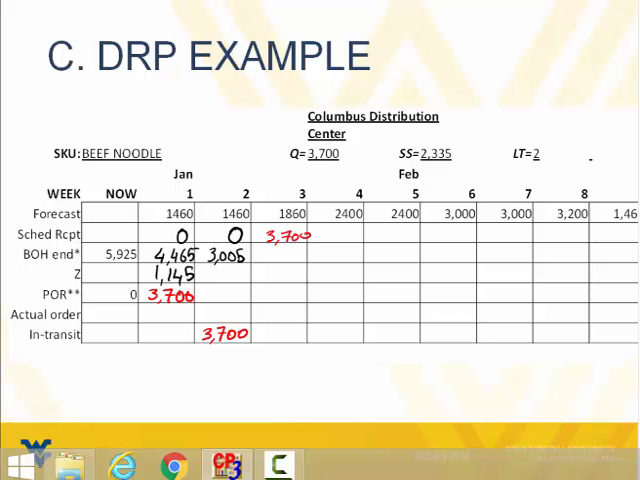So to calculate our Z value, again, we do the same thing. We add up these two values, and then we subtract these two values. And then that gives us 2,445. So this is greater than that, so we don't have any planned order release during that period.